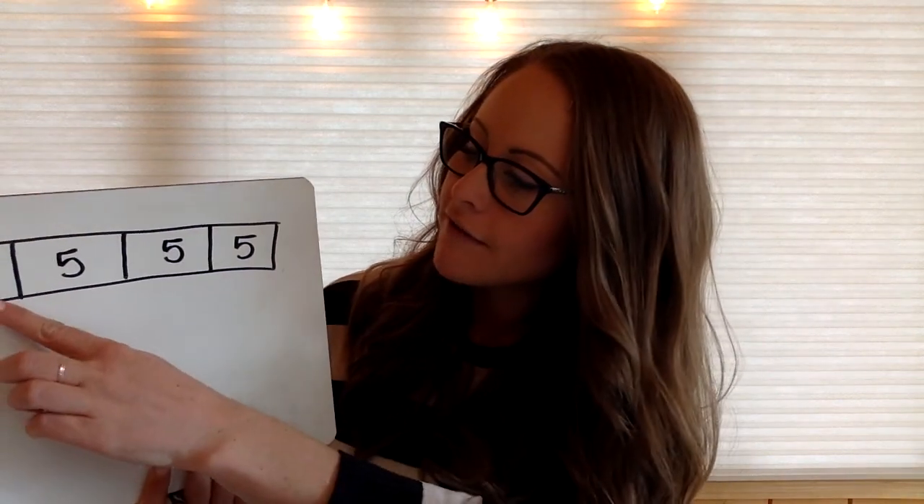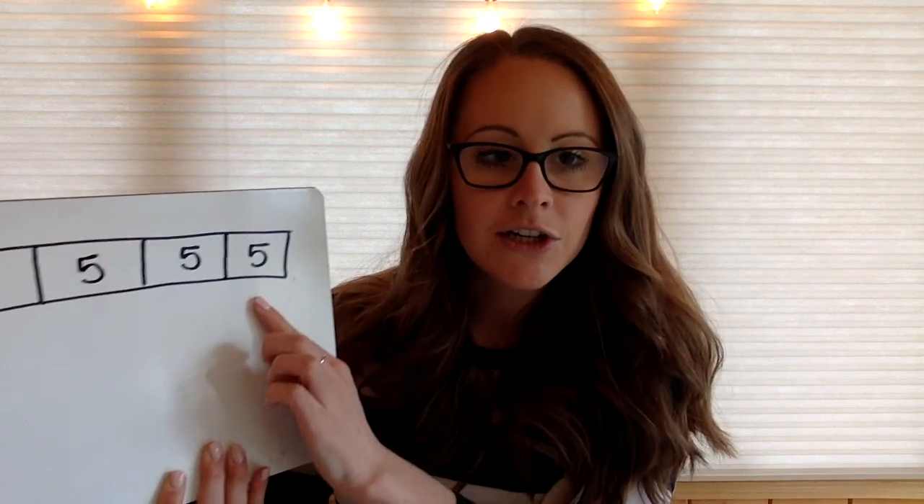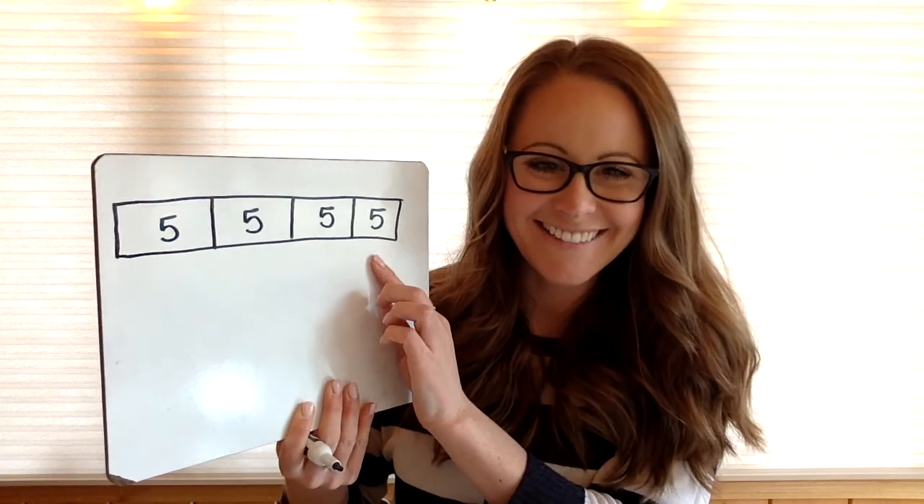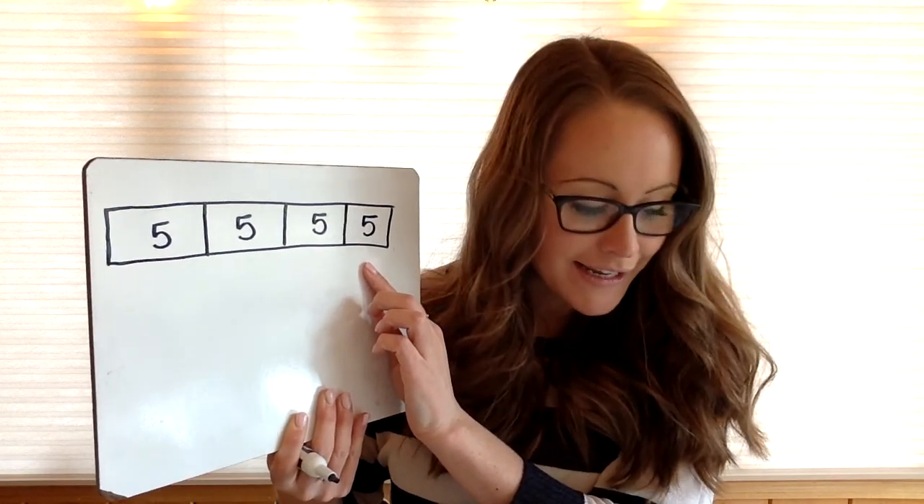So I can do 5, 10, 15, 20. Okay, so I got 20, so I'm going to write 20 down below, and I'm going to write that repeated addition sentence. 5 plus 5 plus 5 plus 5 equals 20. Okay, so why don't you do that on number 5, and then we're going to add to it a little bit on number 6.